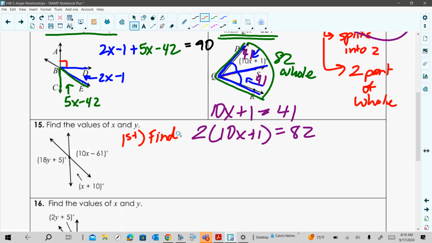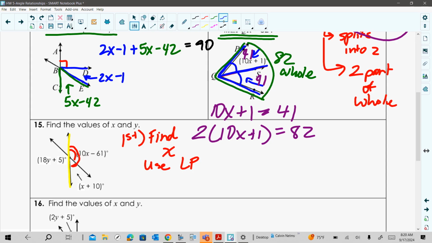All right, 15 through 17, you've got to find x first. So you need to write an equation for x first. If I look at the 2 angles that I have for x, 10x minus 61 is the obtuse angle here, and x plus 10 is the acute angle. These two angles together are on that line, so they're a linear pair. So to find x on this one, you're going to use linear pair. Once you find x, you're going to plug it in to find y.